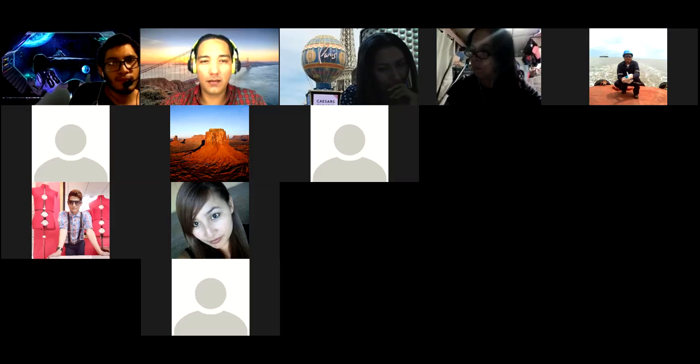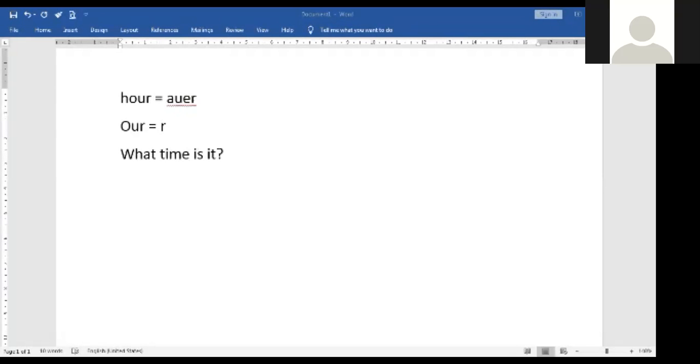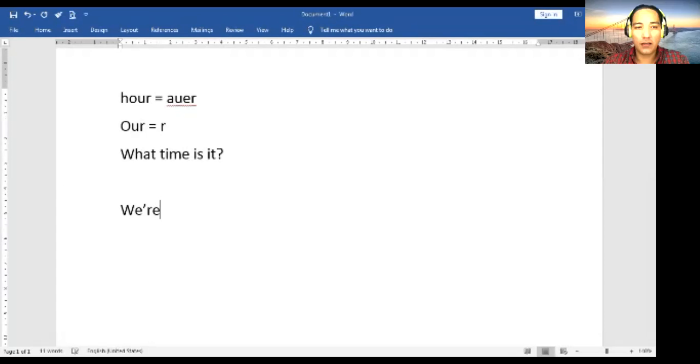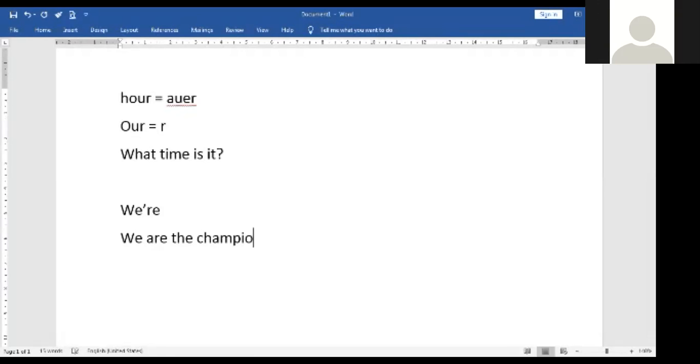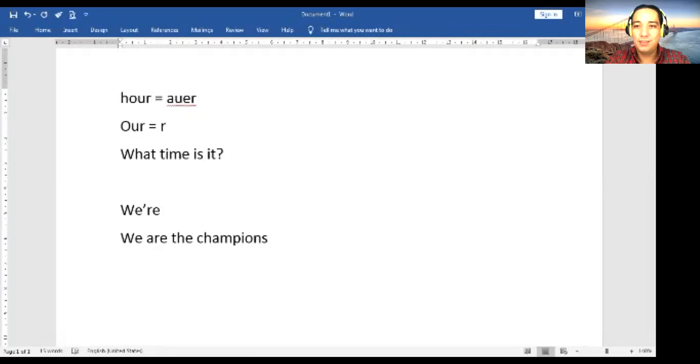Escucho que es similar a de are de nosotros. Siento que es similar a esas otras dos que está escribiendo ahí de hora y... ¿Te suena similar? ¿We're? ¿Contractuado? Quizás, ¿será? Oh, okay. ¿Y si no está contractado? Okay, we are. Yeah. Very good. Simple. Okay.